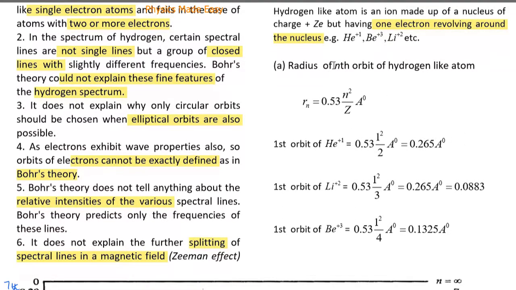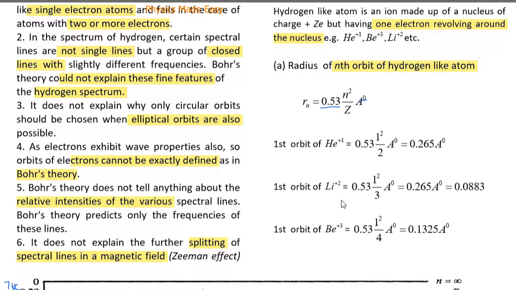So, the radius of the nth orbit in a hydrogen-like ion is given by Rn is equal to 0.53 n square by Z in angstrom terms. So for the first orbit of helium plus, in this case n is equal to 1 and Z is equal to 2. So this is the formula.